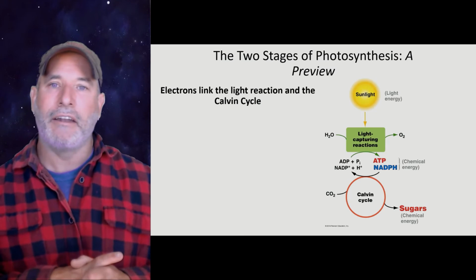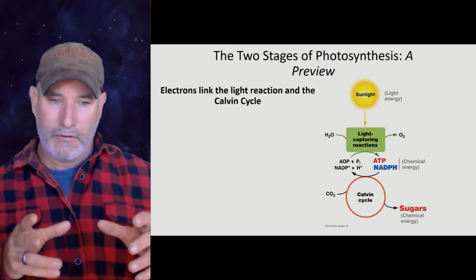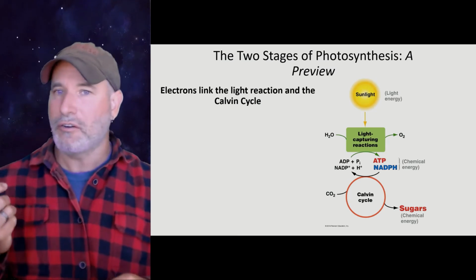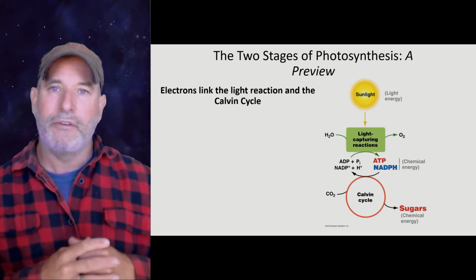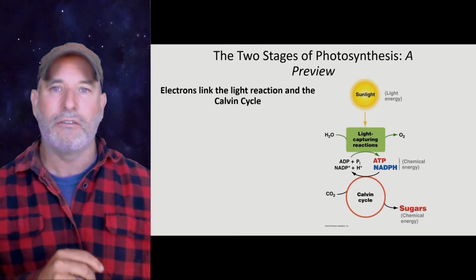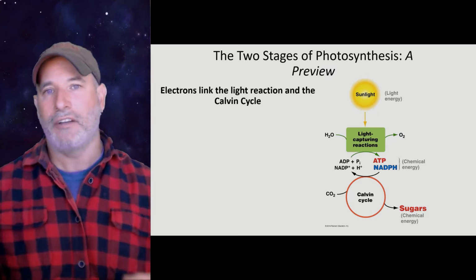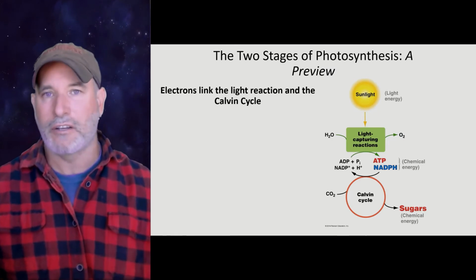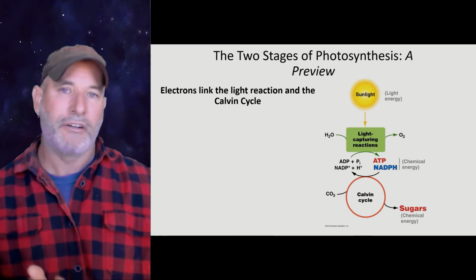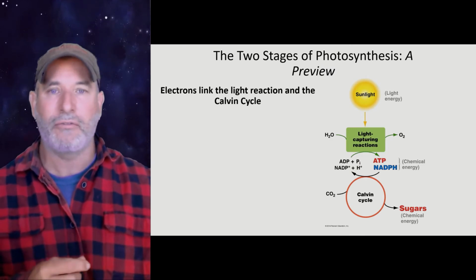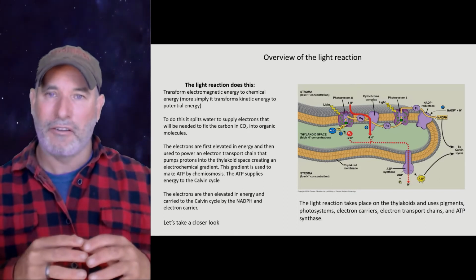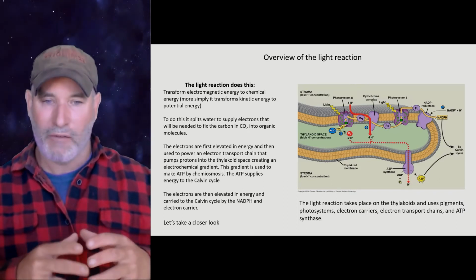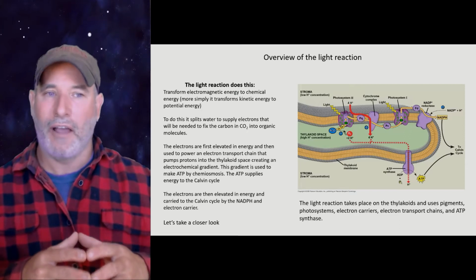Okay. And importantly, the flow of electrons, ultimately starting with water, right, going all the way to the organic molecules, that flow of electrons links the Calvin cycle to the light reaction. So as you realize, the Calvin cycle cannot occur without a supply of energy and the supply of electrons coming from the light reaction. Let's narrow it down a little bit. We're not going to talk about the Calvin cycle here. We're going to talk about the light reaction.